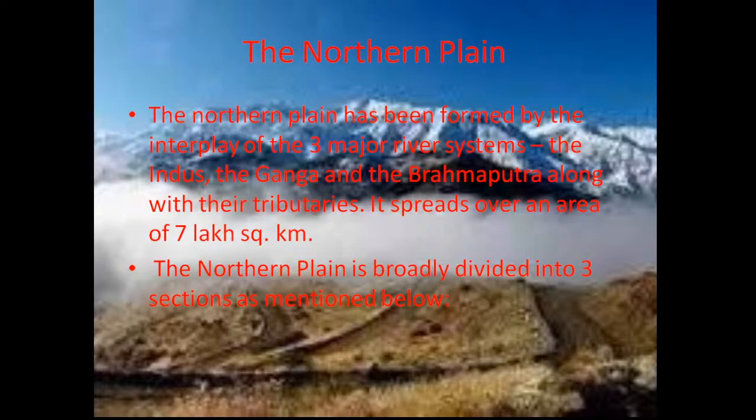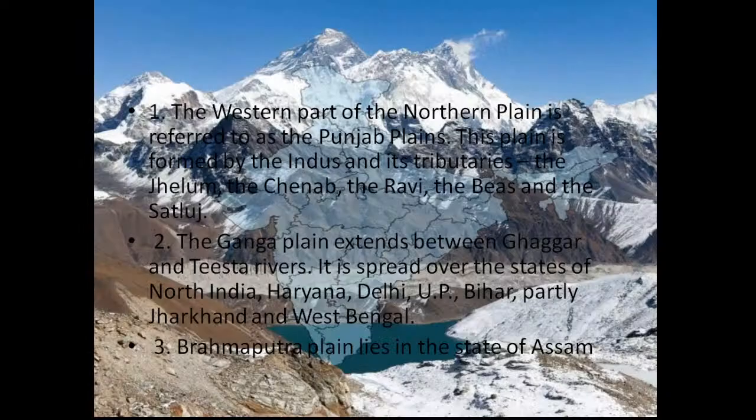As in the outline you can see, the northern plain has been formed by the interplay of the three major river systems, the Indus, the Ganga, and the Brahmaputra, along with their tributaries. It spreads over an area of 7 lakh square kilometers. The next important point is the northern plain is broadly divided into three sections as mentioned below. Now I am just telling you the summary. After that I will come to the explanatory part. So now let's move to the northern plains.